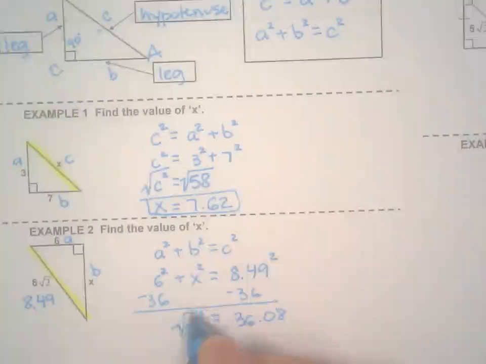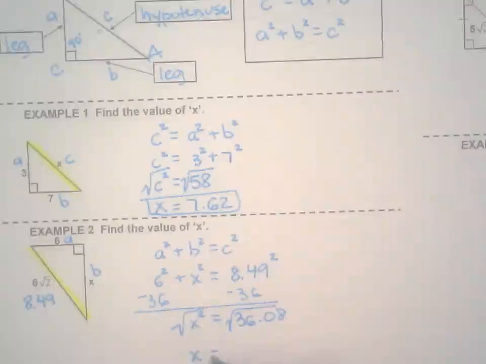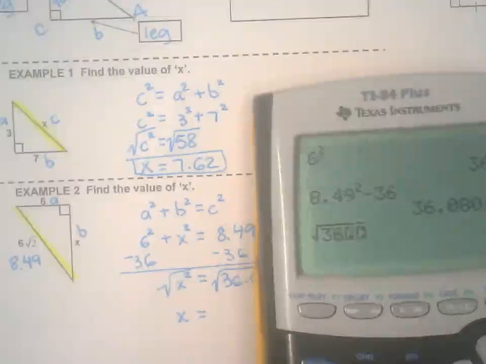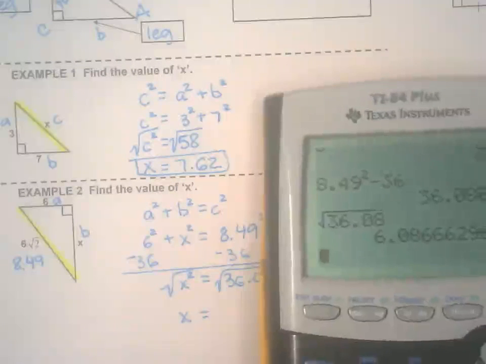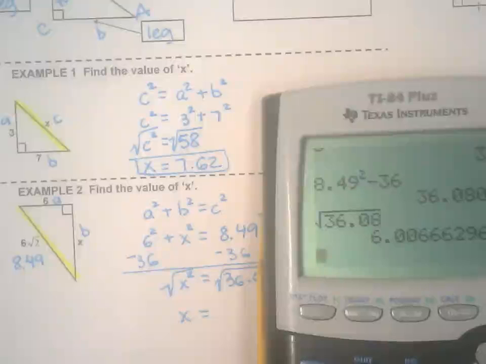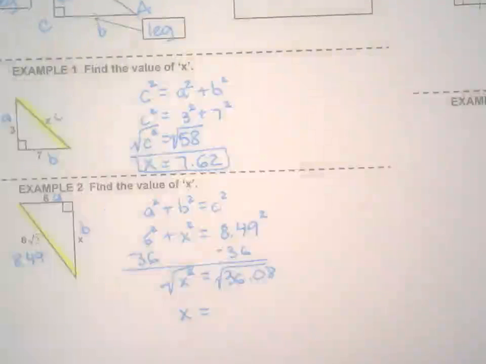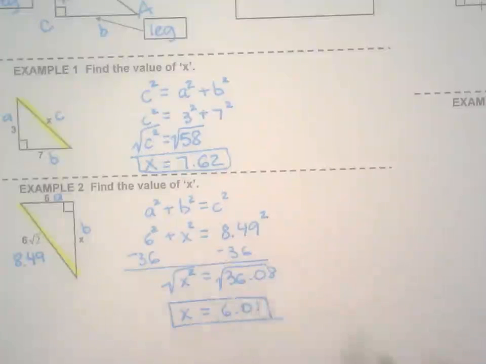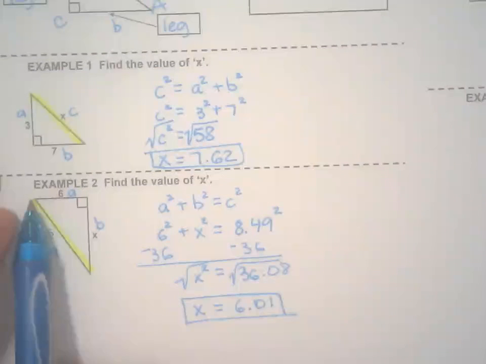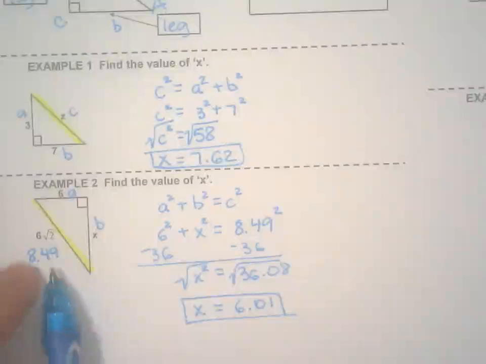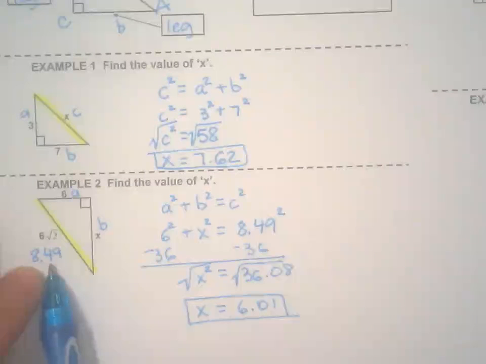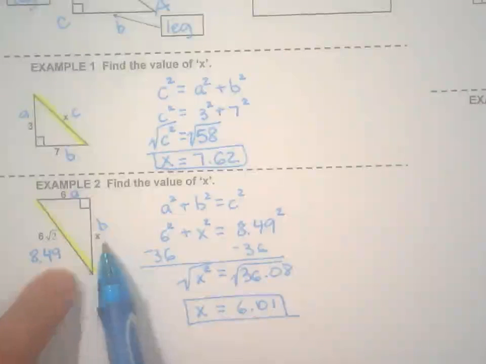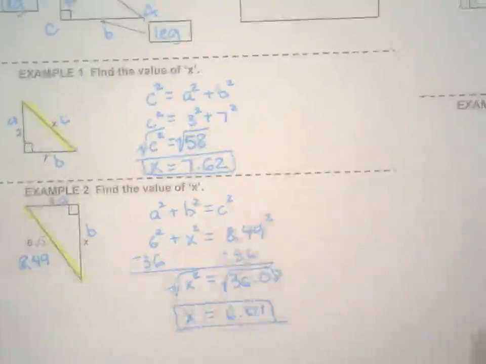And we square root to give you x. So take the square root of this guy. So 6 it is. Or you can do 6.01. Either way, it's correct. So another quick check. Notice that your C, or the hypotenuse right there, is 8.49. And it's the longest side of your triangle, because 6, the leg, is less than the hypotenuse.